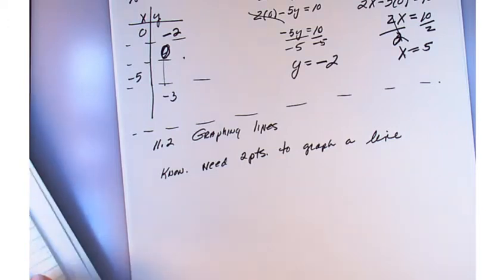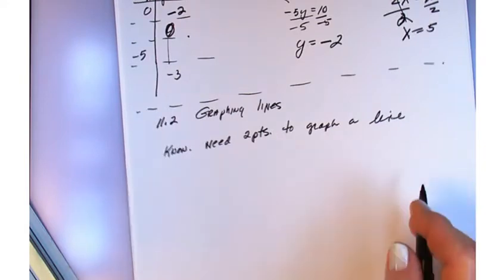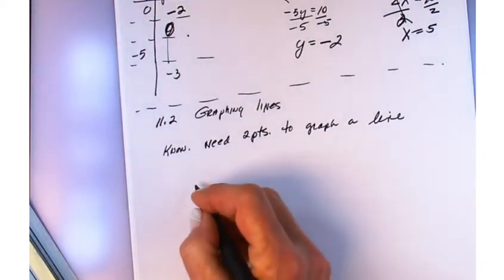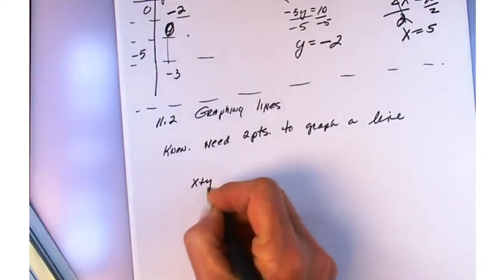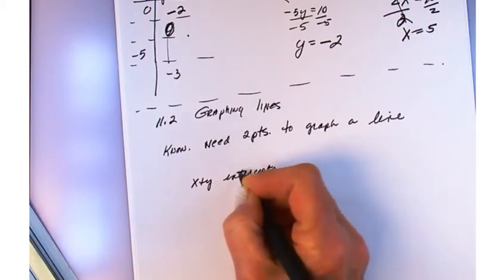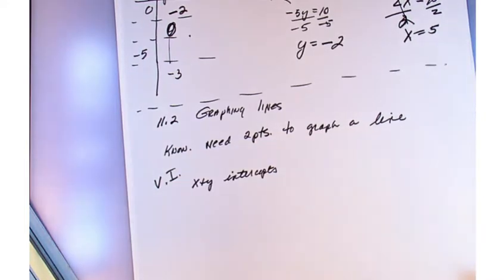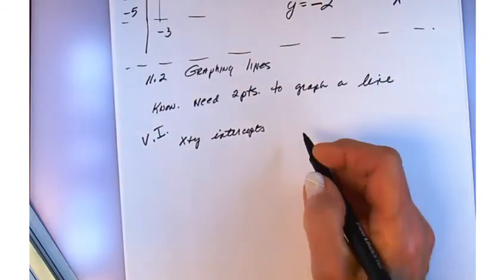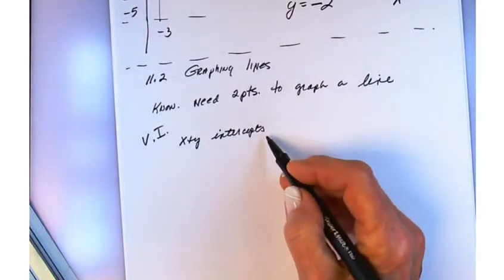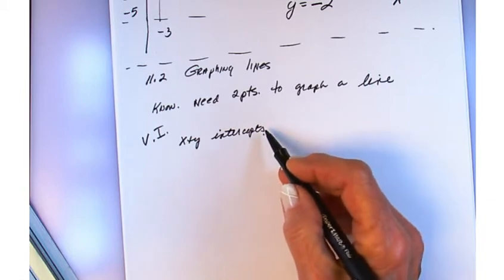So let's look. A very important idea are the x and y-intercepts. And you're saying, well, what in the world is an intercept? That means where it either crosses the x-axis, the y-axis, or both. Okay?